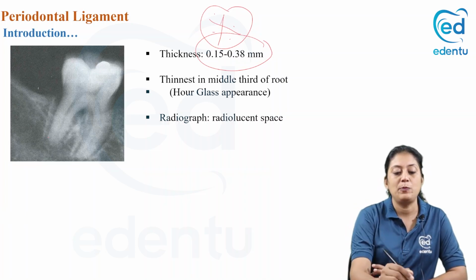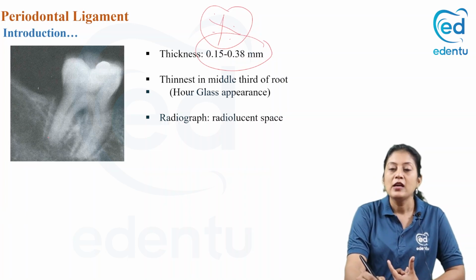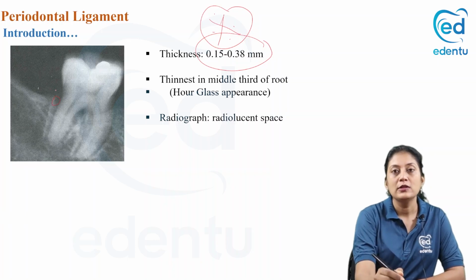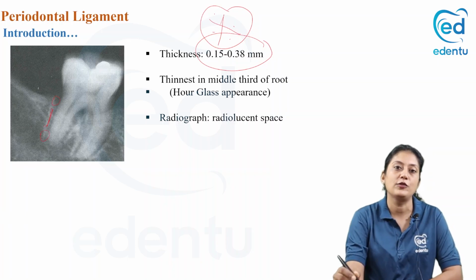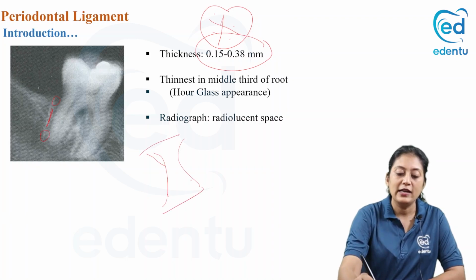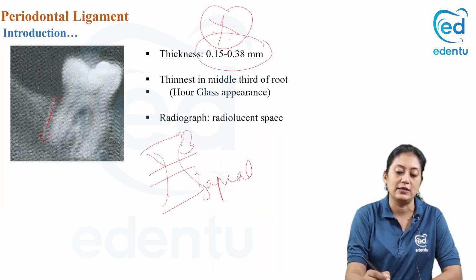When you take this periodontal ligament, the thickness is not uniform everywhere. It will be thick towards the cervical portion of the tooth. It will be thick near the apical portion, but when it comes to the middle third of the root, it will have a thin appearance. So it is like an hourglass. Hourglass means it will be thick in the cervical region, thick in the apical portion, whereas in the center it will be thinner.